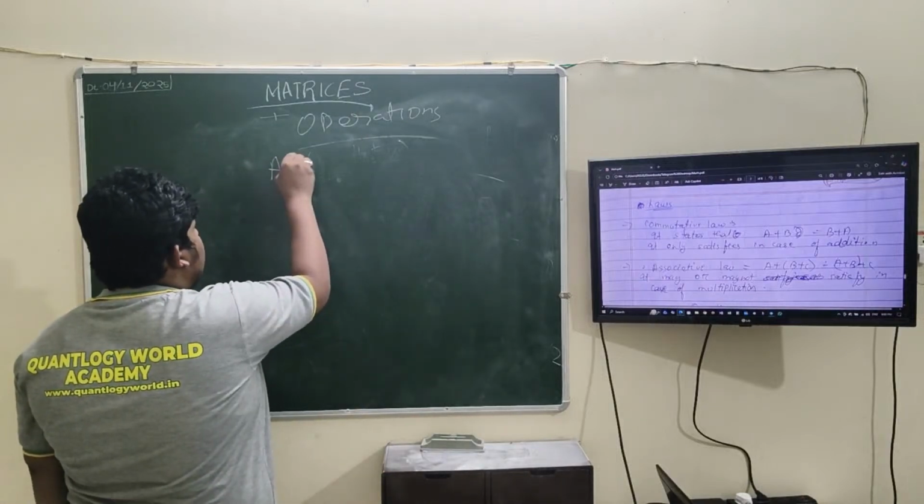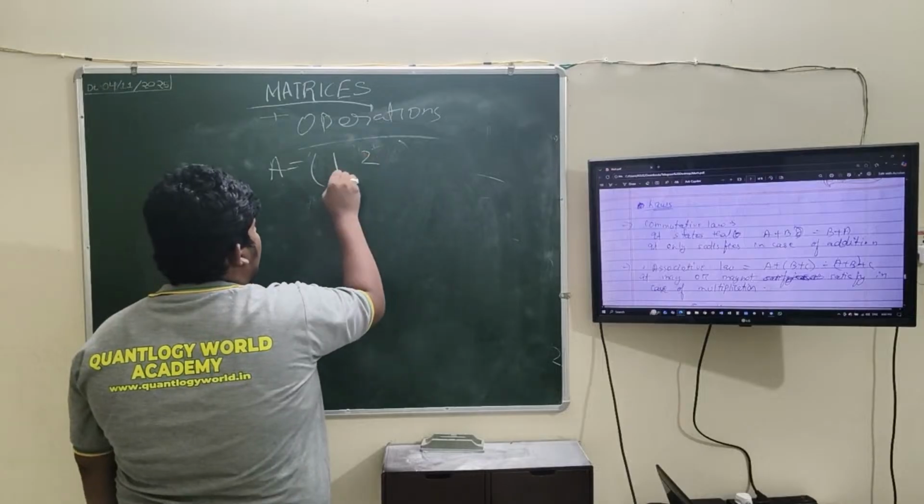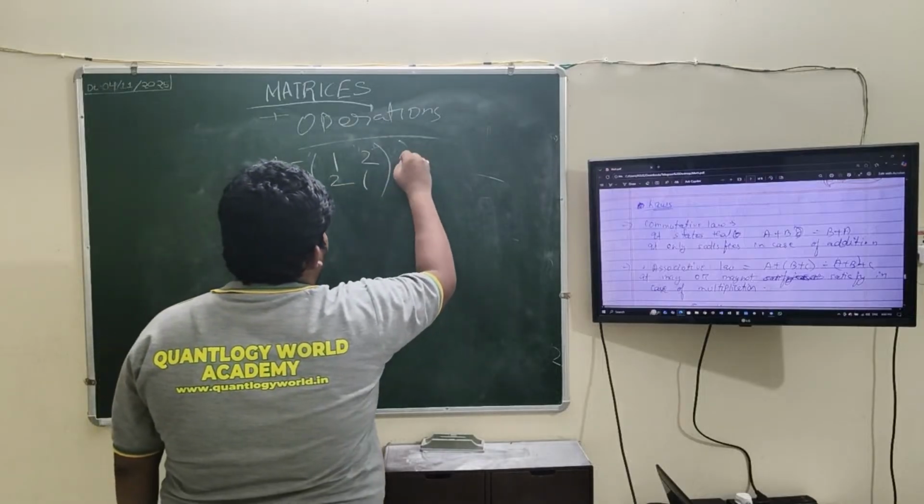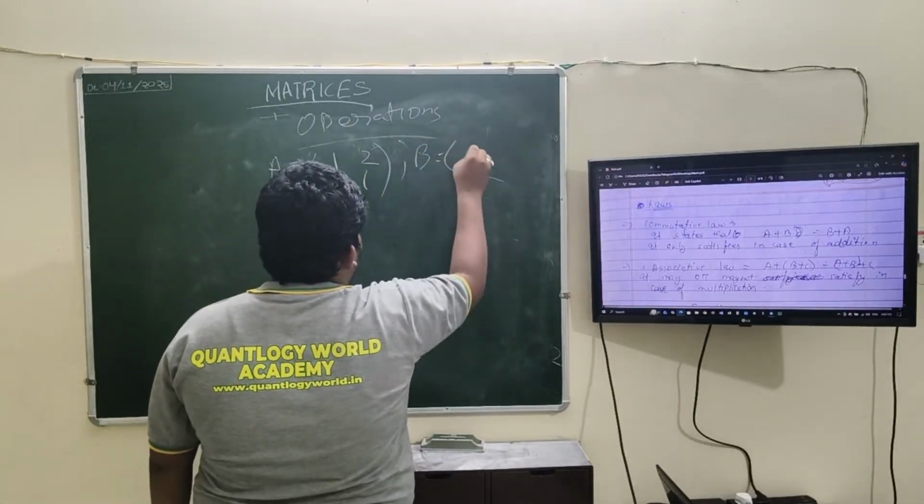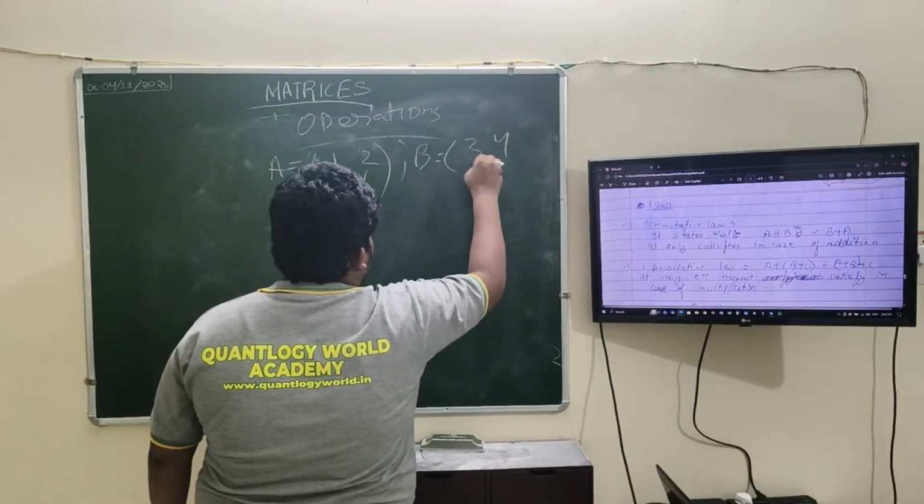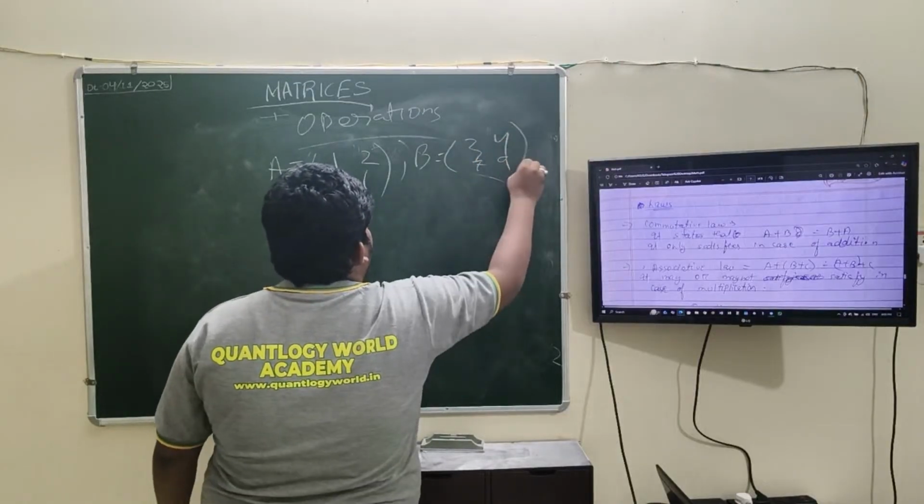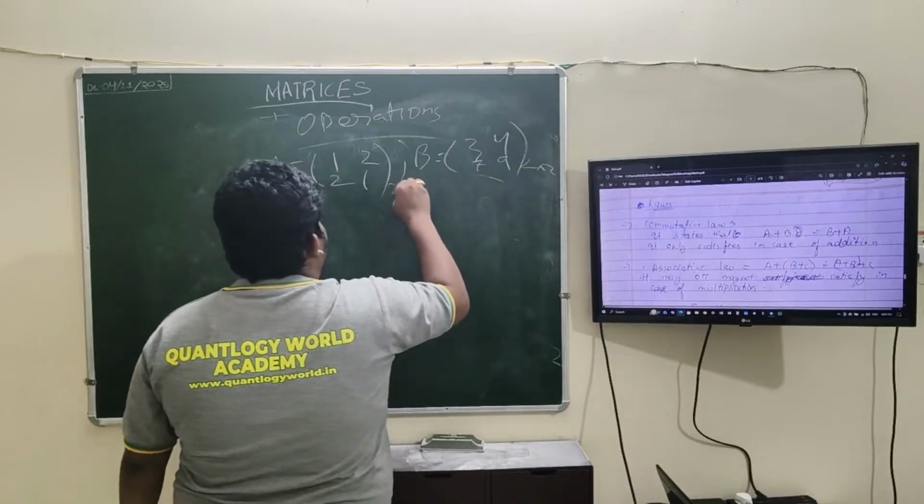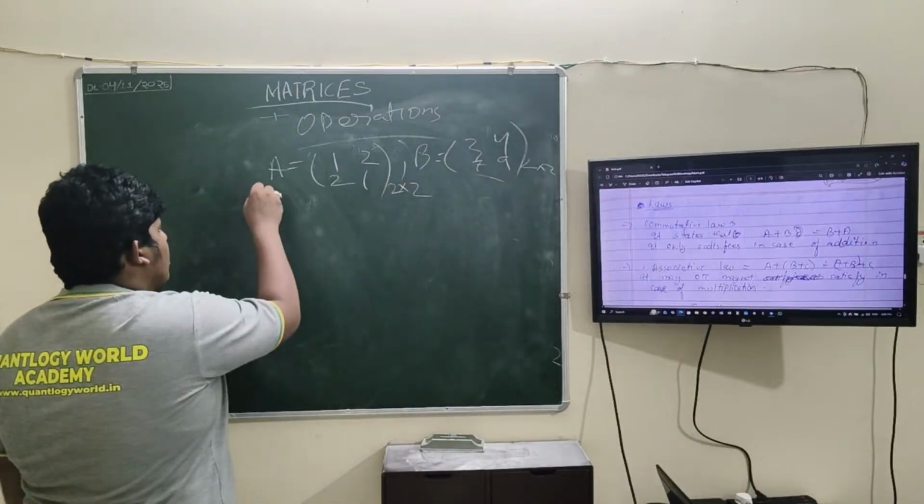Let's take one matrix A equals 1 2 2 1, and another matrix B equals 3 4 7 9. These are the two matrices. First, the LHS part.